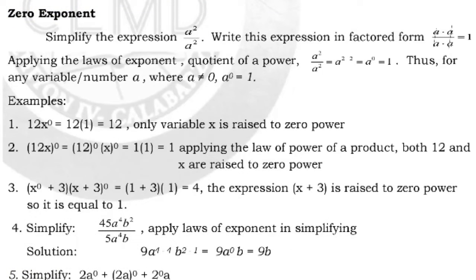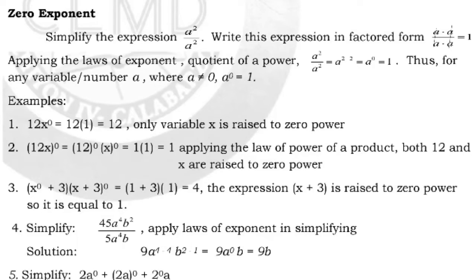Now let's have the first one, zero exponent. Okay, so the exponent for this expression is 0. So for example, simplify the expression a squared over a squared. Write this expression in factored form. For the numerator, you're going to have a squared, a times a. For the denominator, same, a times a. So eliminate a in the numerator and denominator, so you're going to have 1.